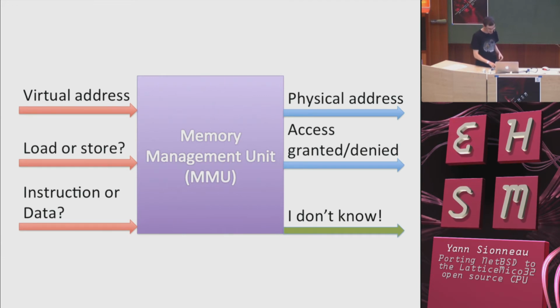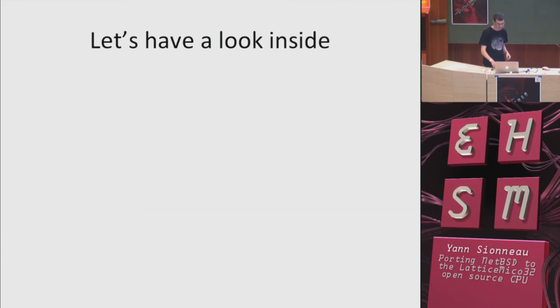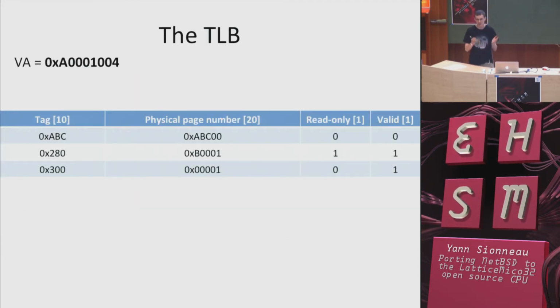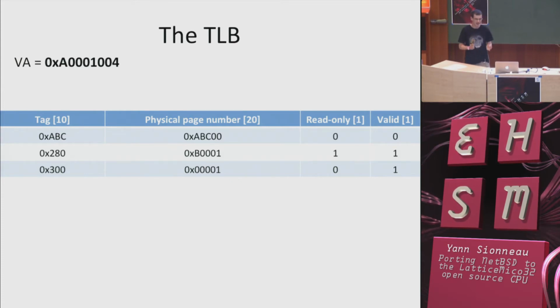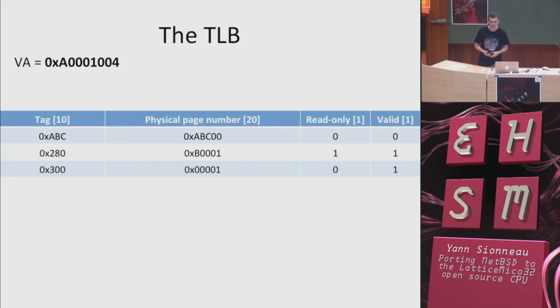So now, let's have a look inside the TLB. Let's try to understand how the TLB cache works. So we're going to take an example here. We're going to try to translate one address to see how it works. So let's take a virtual address I've put on the top of the slide, 0xA0001004.